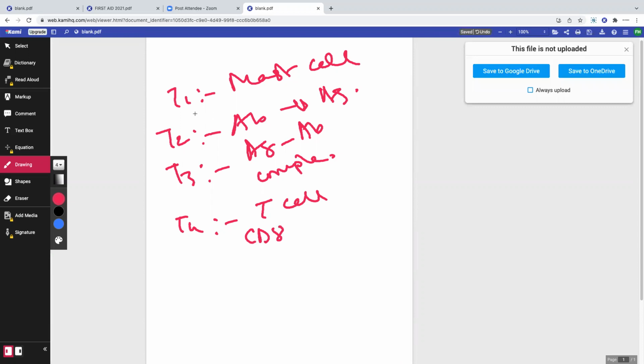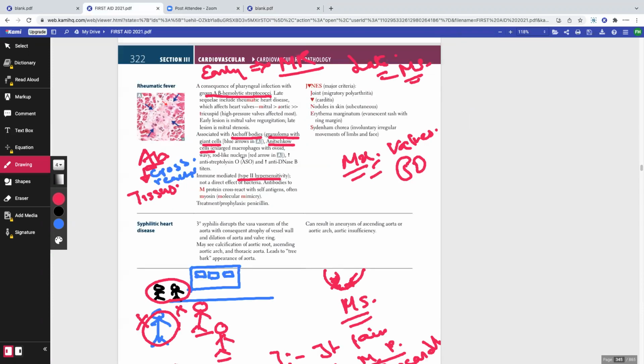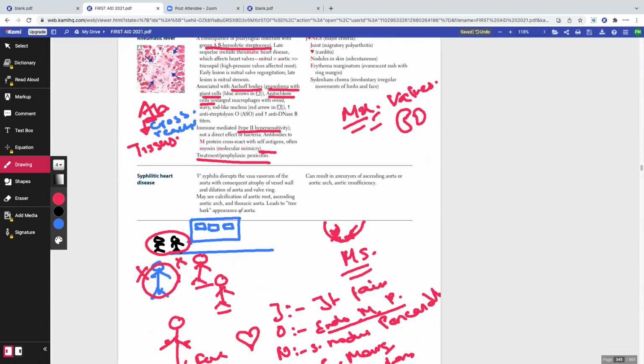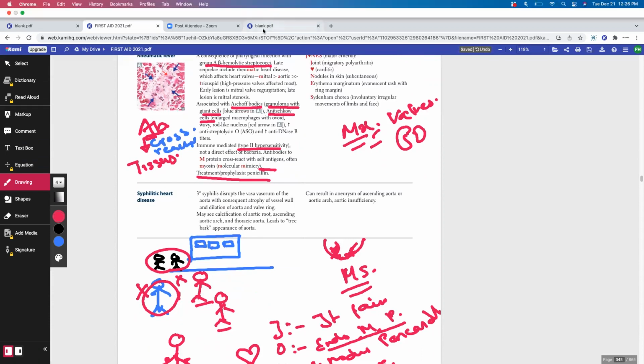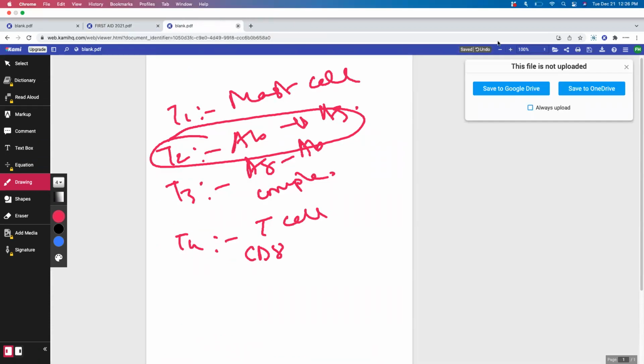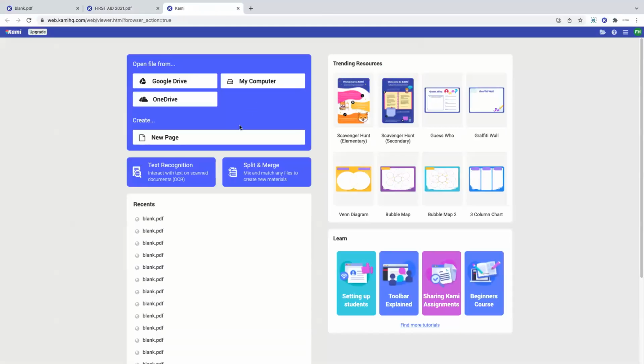Okay, so over here, rheumatic fever is which type of hypersensitivity? 1, 2, 3, or 4? The answer is this is a type 2 hypersensitivity. Okay, that's that. Treatment is very simple. Treatment is with penicillin. Are we clear, guys? Yes or no? Yes. Okay.